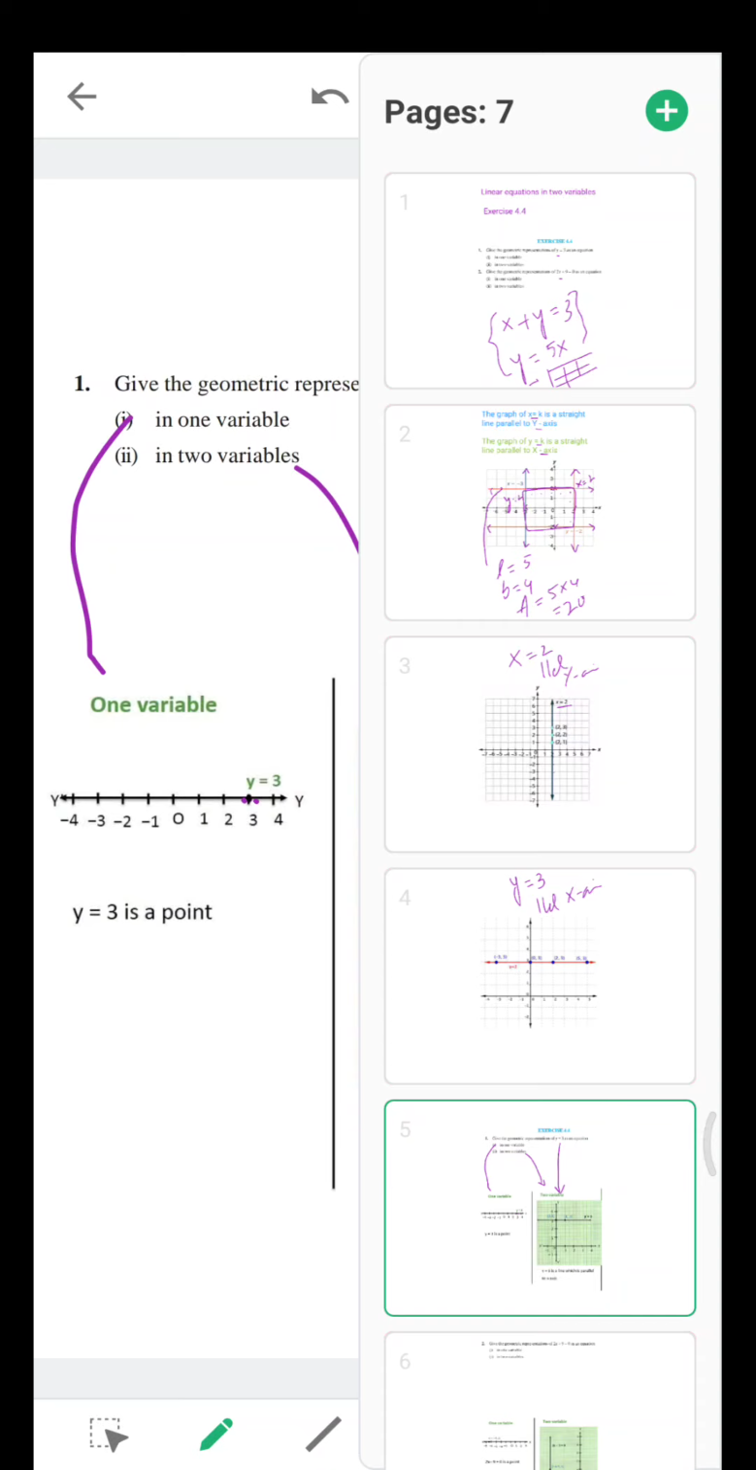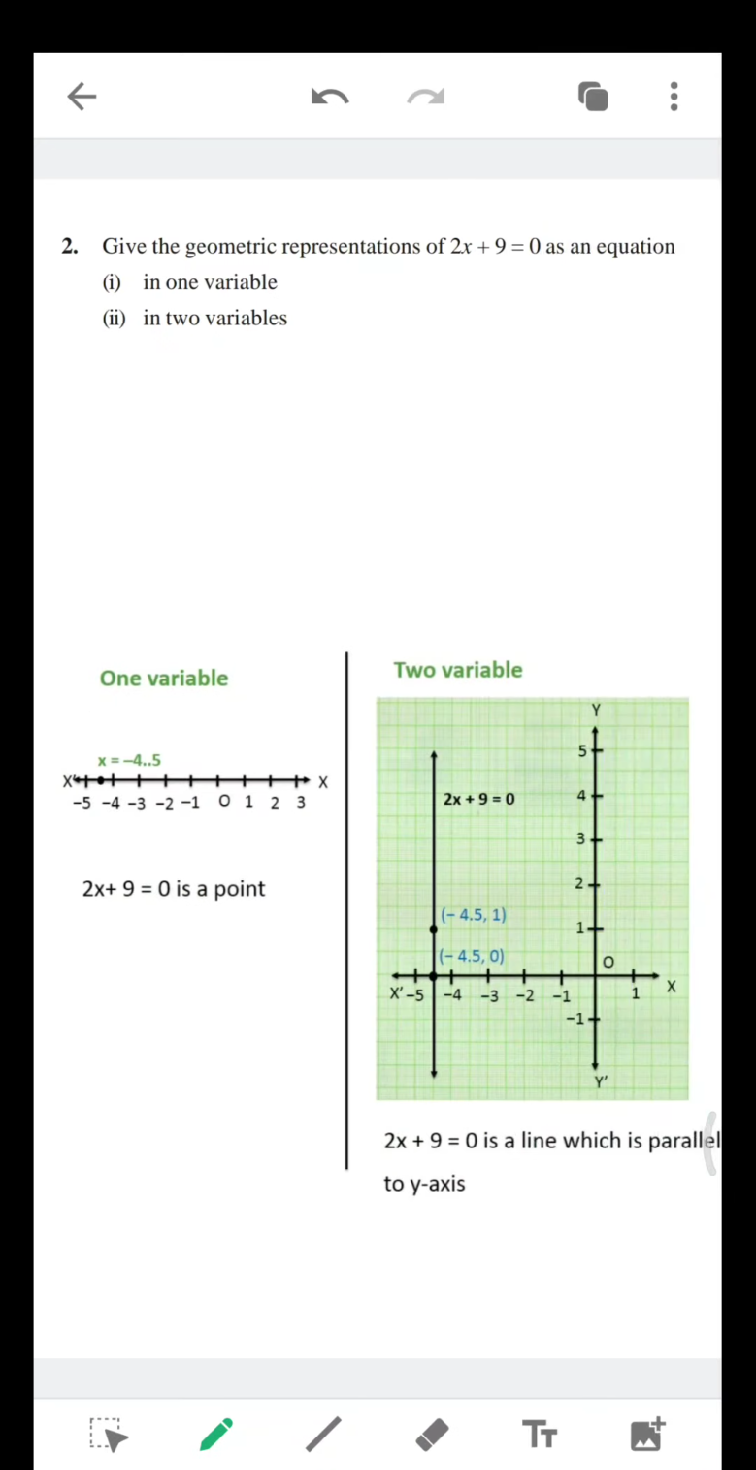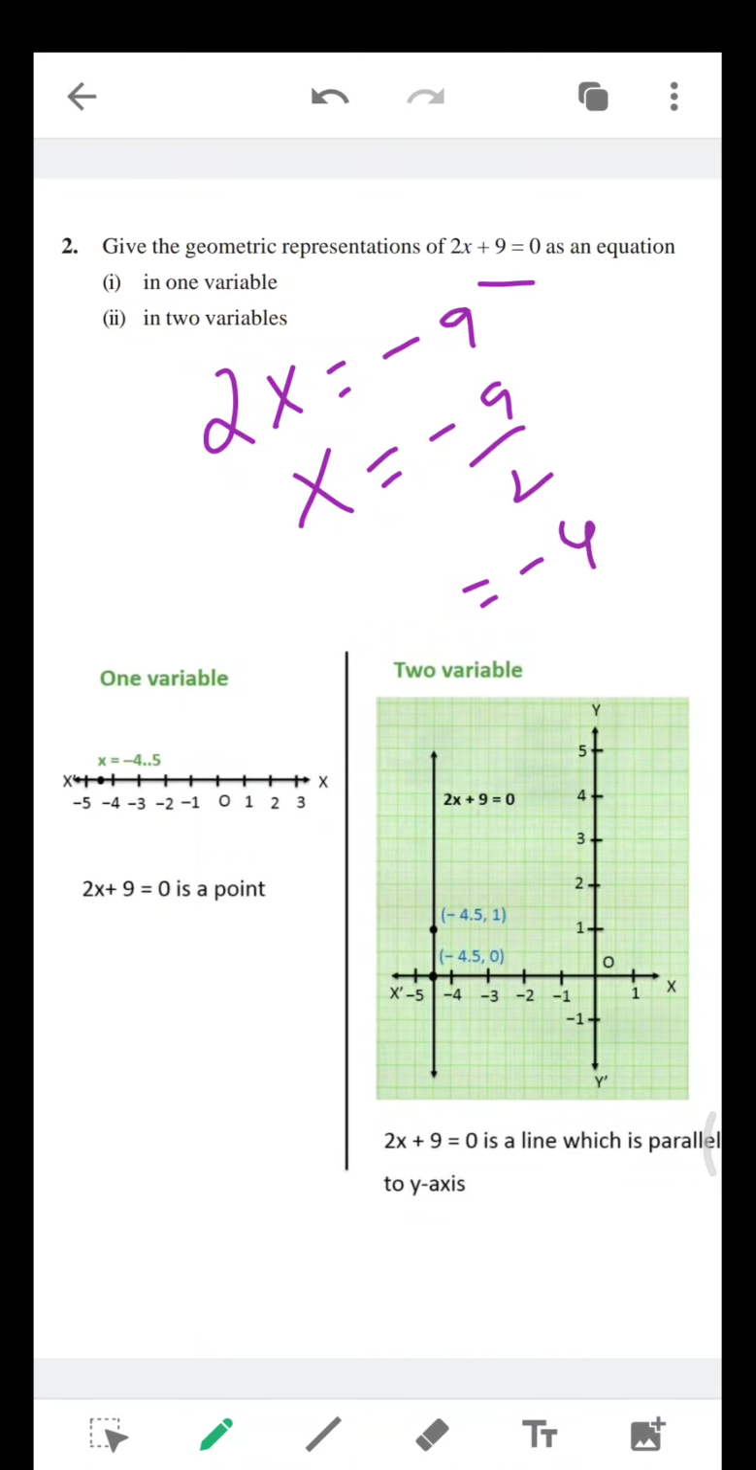The next, 2x plus 9. Now here we don't have the direct value of x, so I'll simplify it. 2x is equal to minus 9, so x will be equal to minus 9 by 2, so that will be minus 4.5. So how will you plot it in one variable? Minus 4.5 comes here, you can see it comes somewhere between 4 and 5. So you should just put a point, that is your answer. This is the graph in one variable.